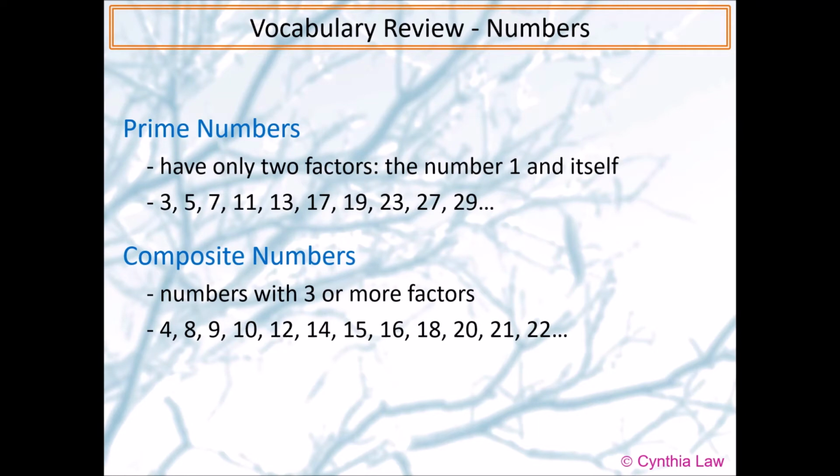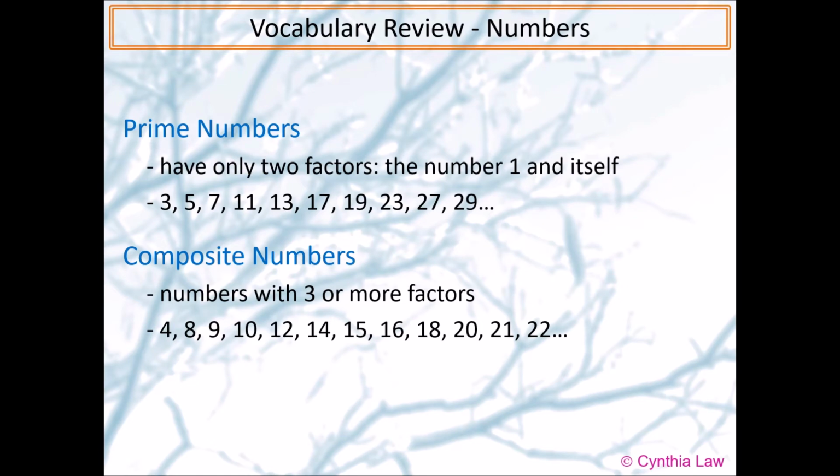4 has the factors 1, 2, and 4. So there are 3 of them in total. Remember that 1 times 4 is 4 and 2 times 2 is also 4. The number 8 has factors 1, 2, 4, and 8. 1 times 8 is 8, and 2 times 4 is also 8. So there are 4 in total.